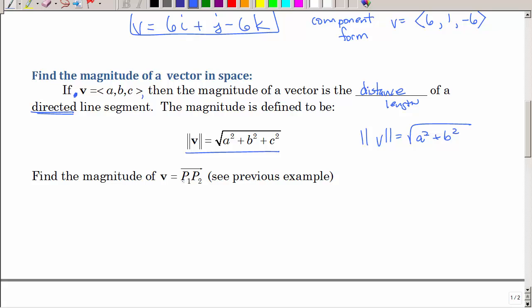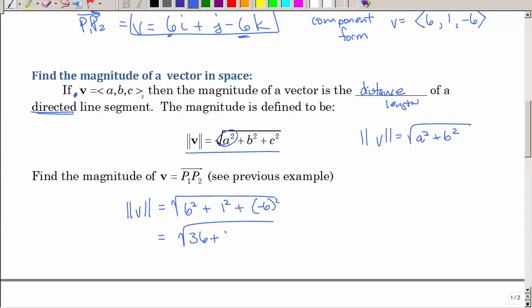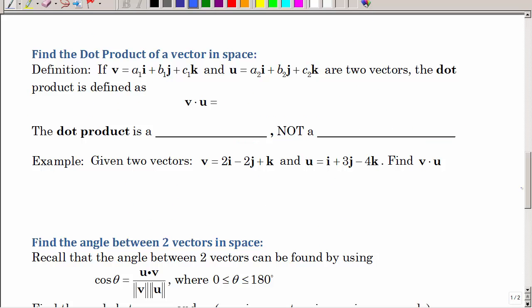So how could we find the magnitude of v, which is P1P2, which happens to be from the previous example? The magnitude would be the square root of a squared, which would be 6 squared, plus b squared, which is 1 squared, plus c squared, which is -6 squared. Does this look familiar? It should. It's the same thing as finding the distance between the 2 points. Another thing we did in 2 space was find the dot product.